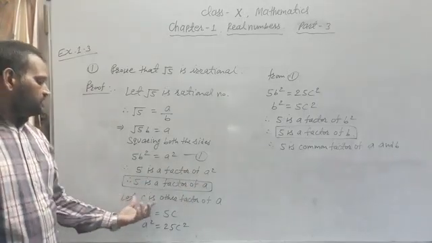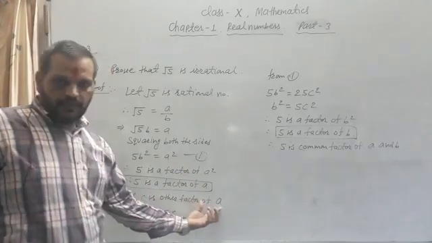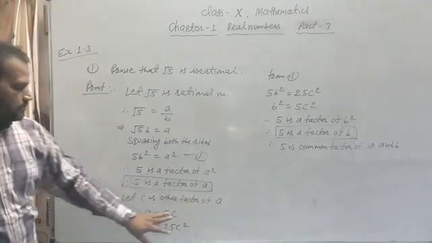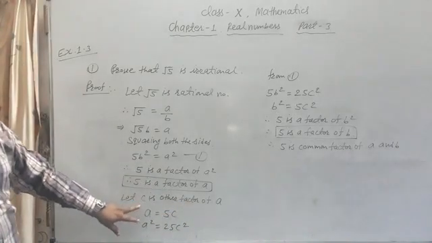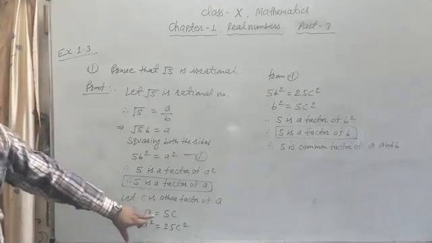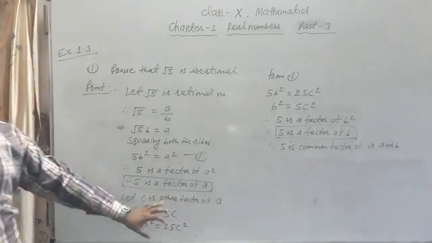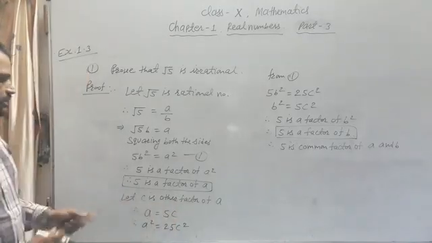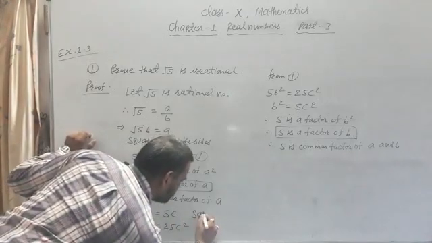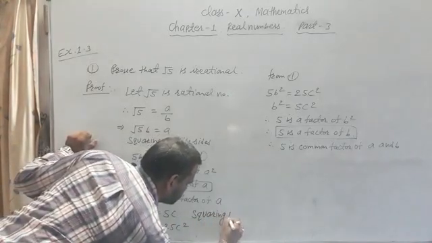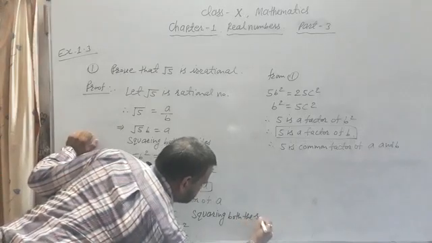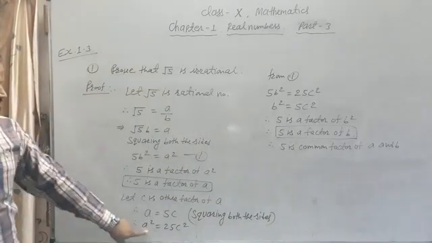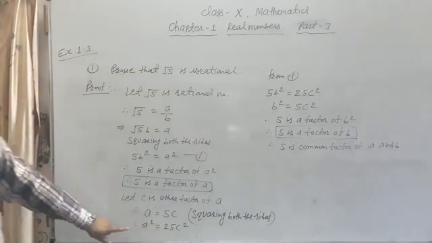Now let's see the other factor of a. The first factor is 5, and the other factor we are assuming is c. Therefore we can write a equals 5c, that is 5 into c. 5 is the first factor, c is the second factor. So a equals 5c. Again squaring both the sides, a square equals 25c square.